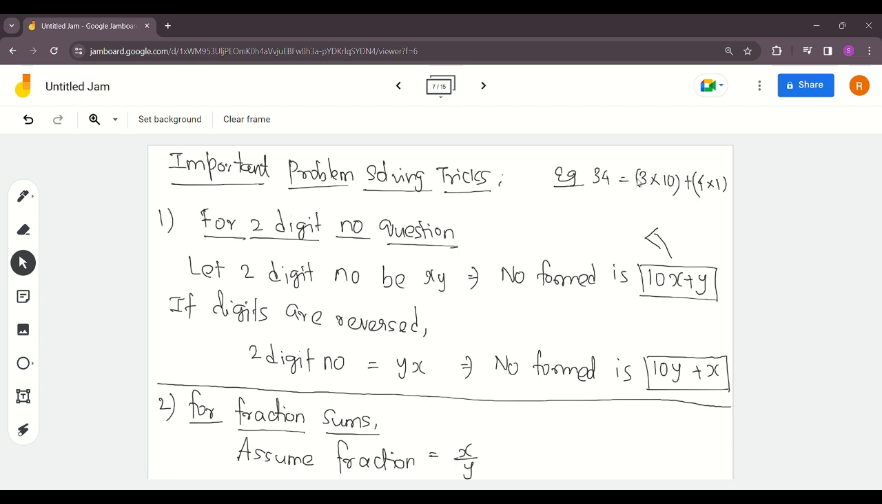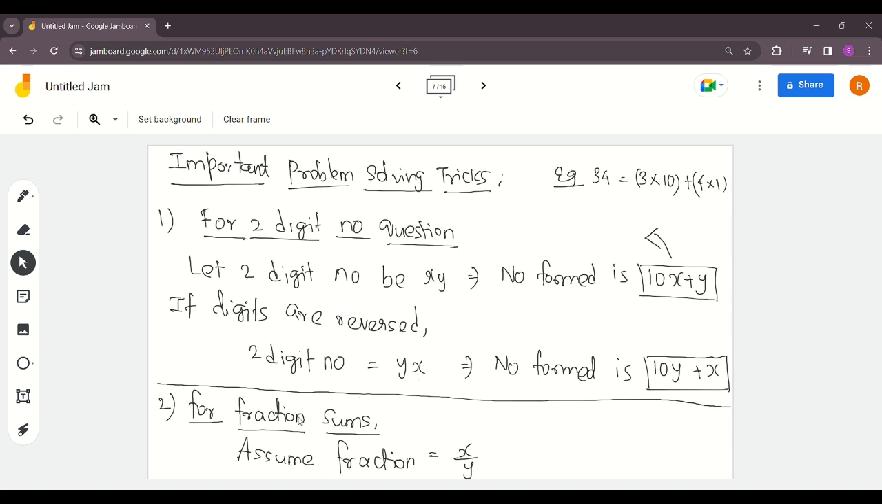10 times the digit present in the units place, plus 1 time the digit present in the tens place. So 10 into 3 plus 4 into 1 gives me 34. If the digits are reversed, it is 10 times y plus 1 time x, so that is 10y plus x.